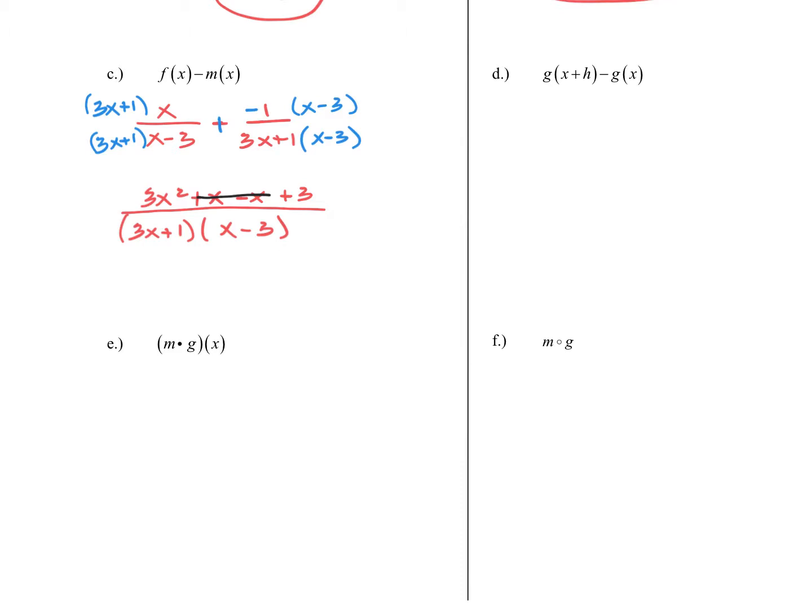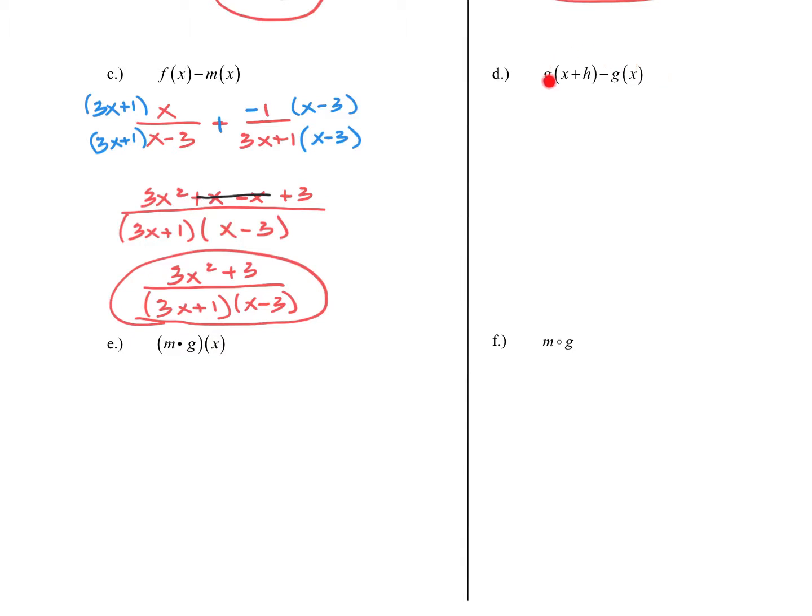So our final answer on this problem would be 3x squared plus 3 all over 3x plus 1 times x minus 3. And again, you do not actually need to multiply that out. So that would be that final answer. It does not equal 0. It doesn't equal anything right now. It's just a new function that we're creating.